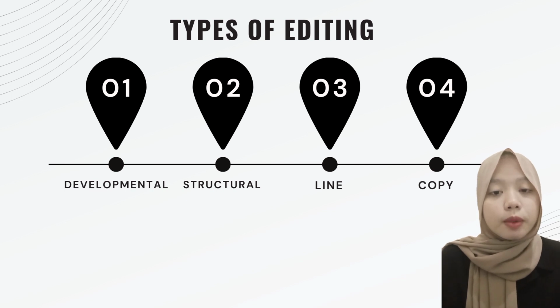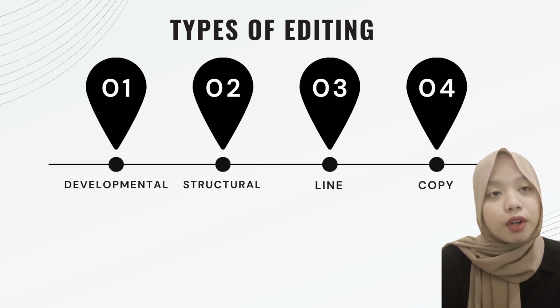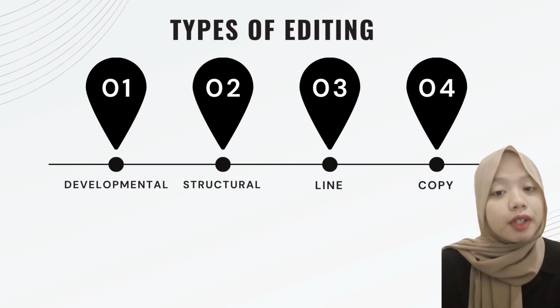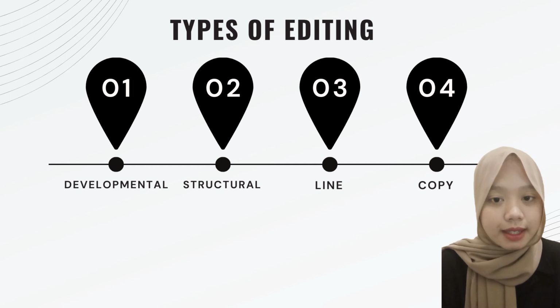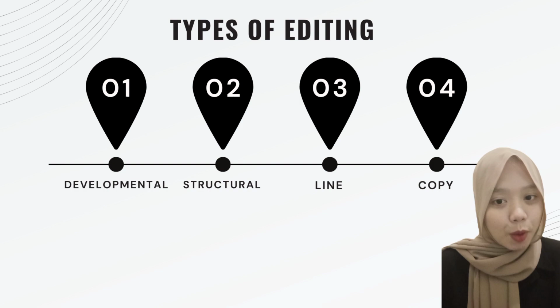So after we talked about the definition of editing, let's move on to the types of editing. In this slide, I provide 4 types of editing. Number 1 is developmental editing. The second one is structural editing. The third one is line editing, and the last one is copy editing.